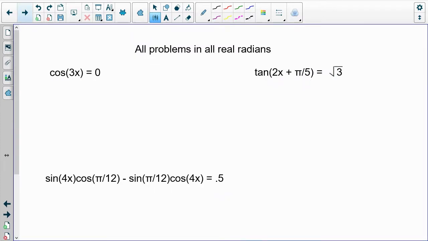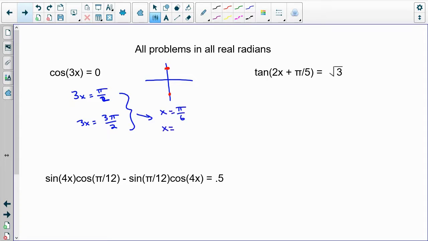Okay, let's do some problems in radians. Cosine of 3x equals 0. Well, I remember that cosine is equal to 0 at pi over 2 and 3 pi over 2. So 3x equals pi over 2 and 3x equals 3 pi over 2. So when I solve these things, I end up with x equals pi over 6 and x equals 3 pi over 6, which is pi over 2.